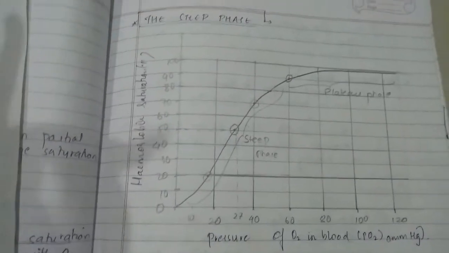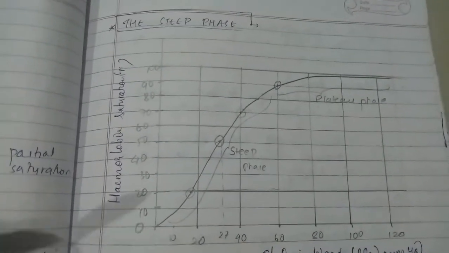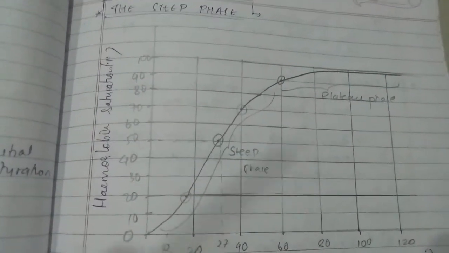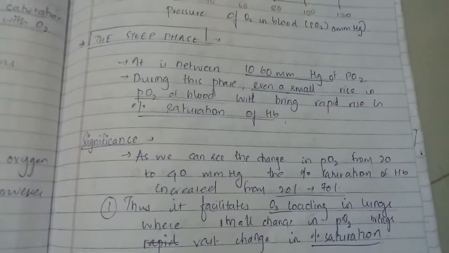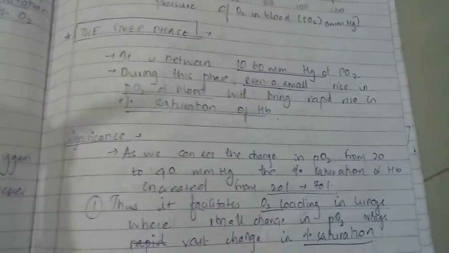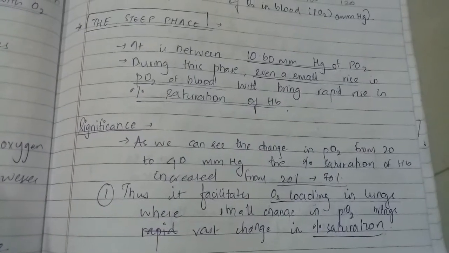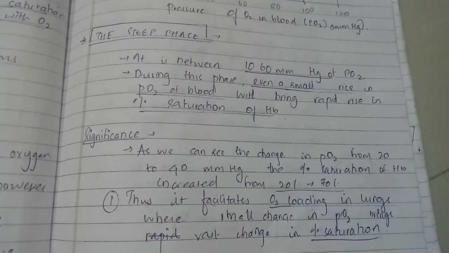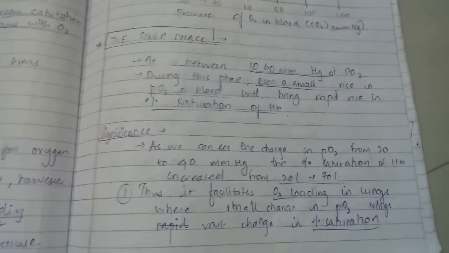So what I mean to say is that a small change in partial pressure of O2 is going to bring a big change in hemoglobin saturation. That's why it is called a steep phase. Okay, cool. Now what is the significance of this phase? As we can see, the change from PO2 20 to 40, that I've explained already, facilitates O2 loading in lungs, where a small change in PO2 brings a rapid change in percentage saturation, right?